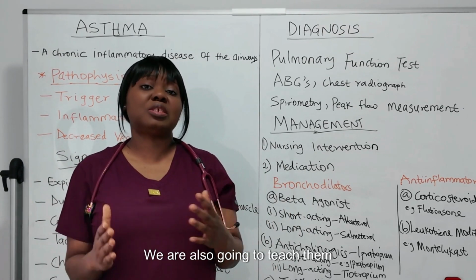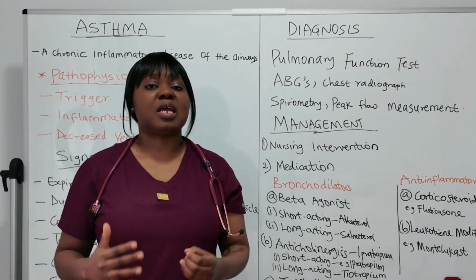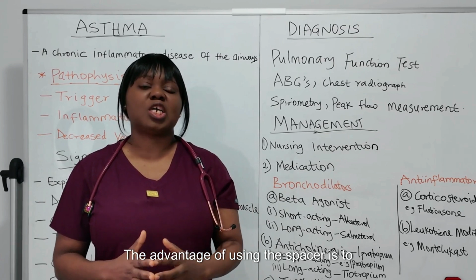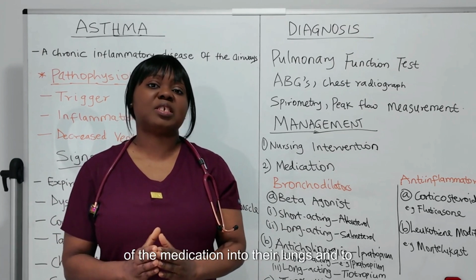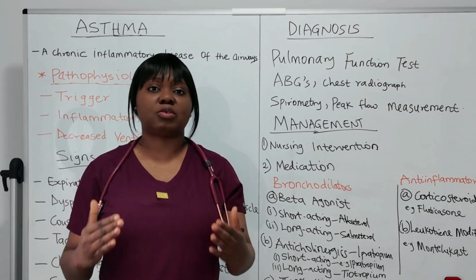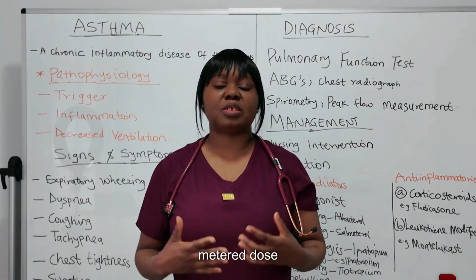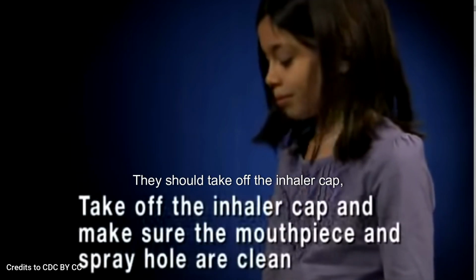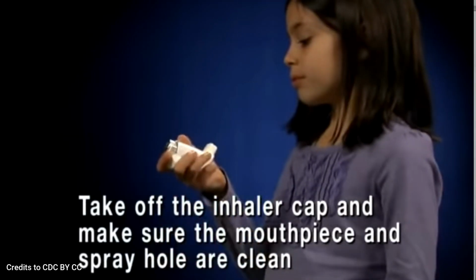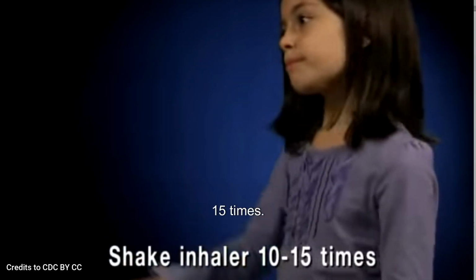We are also going to teach them about how to use a metered dose inhaler, and possibly they should use it with a spacer. The advantage of using it with a spacer is to help get as much of the medication into their lungs and to reduce the risk of infection like oral thrush. So you need to teach them how to use their metered dose inhaler. They should take off the inhaler cap, making sure the mouthpiece and the spray hole are clean. Then they should shake the inhaler about 10 to 15 times.